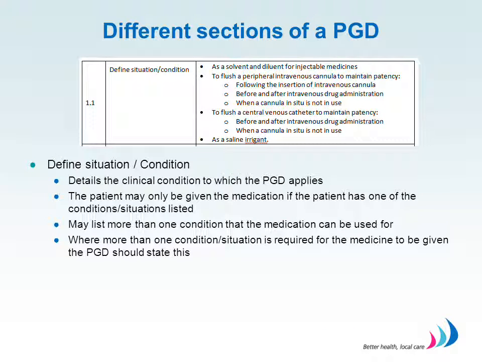The first section is where the clinical situation or condition being treated is detailed. The medication may only be supplied or administered if the patient has the condition specified or the clinical situation applies. This section may specify more than one condition or situation that can be treated using this PGD. It will not always be a requirement for all the conditions or situations listed to apply to a specific patient. If more than one clinical situation or condition must be present for the medicine to be given, this should be specified on the PGD. For example, if a patient had a condition, then it needs to be a certain severity for the medicine to be given using a PGD.